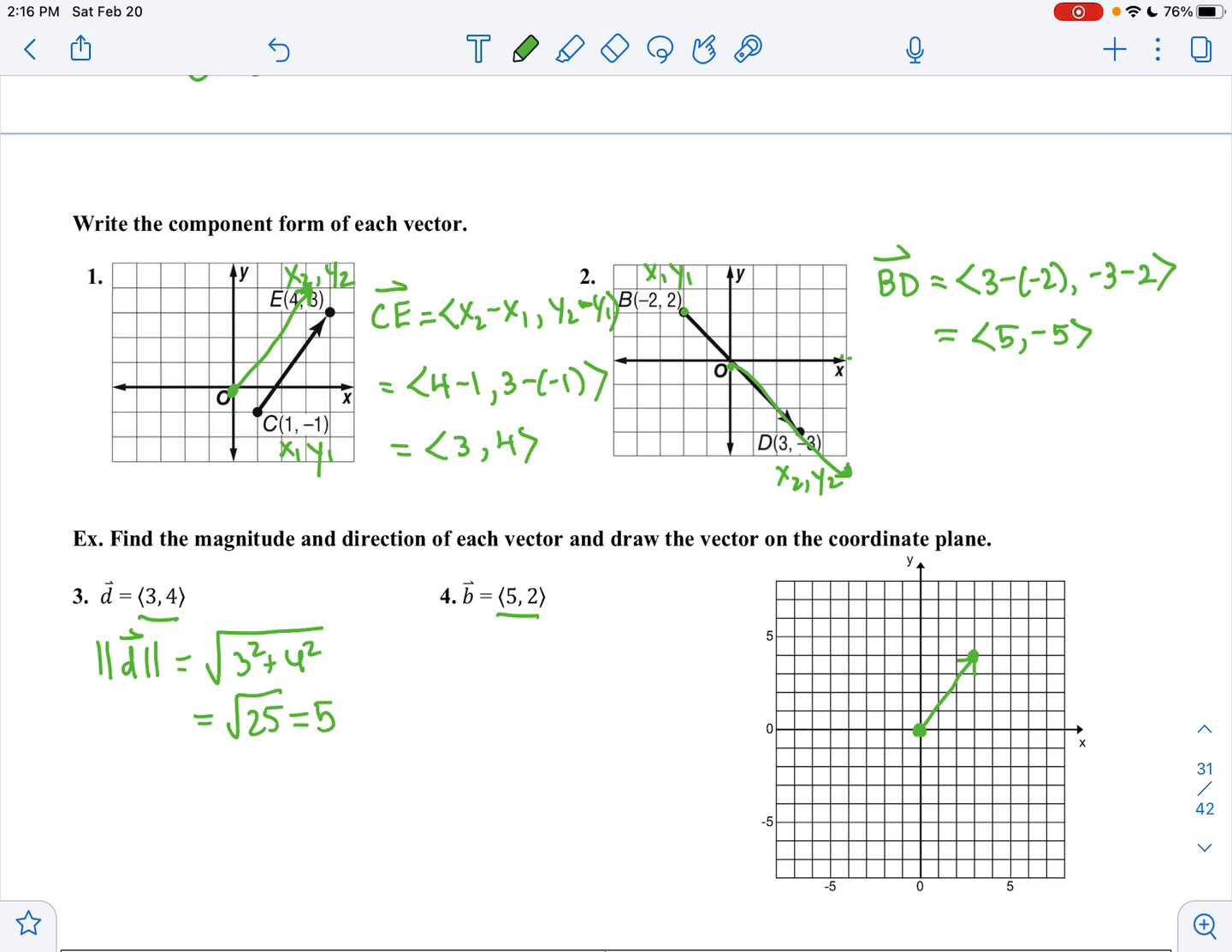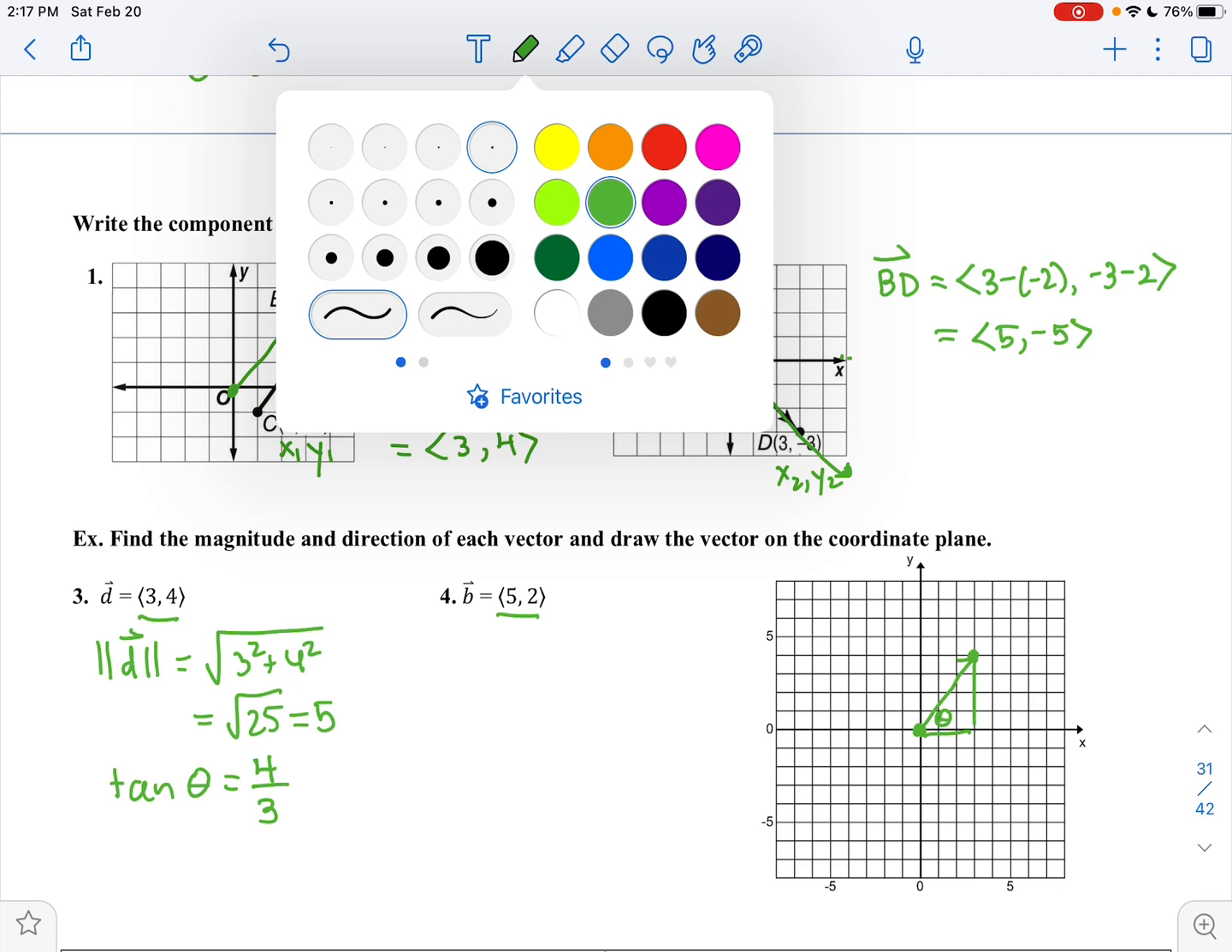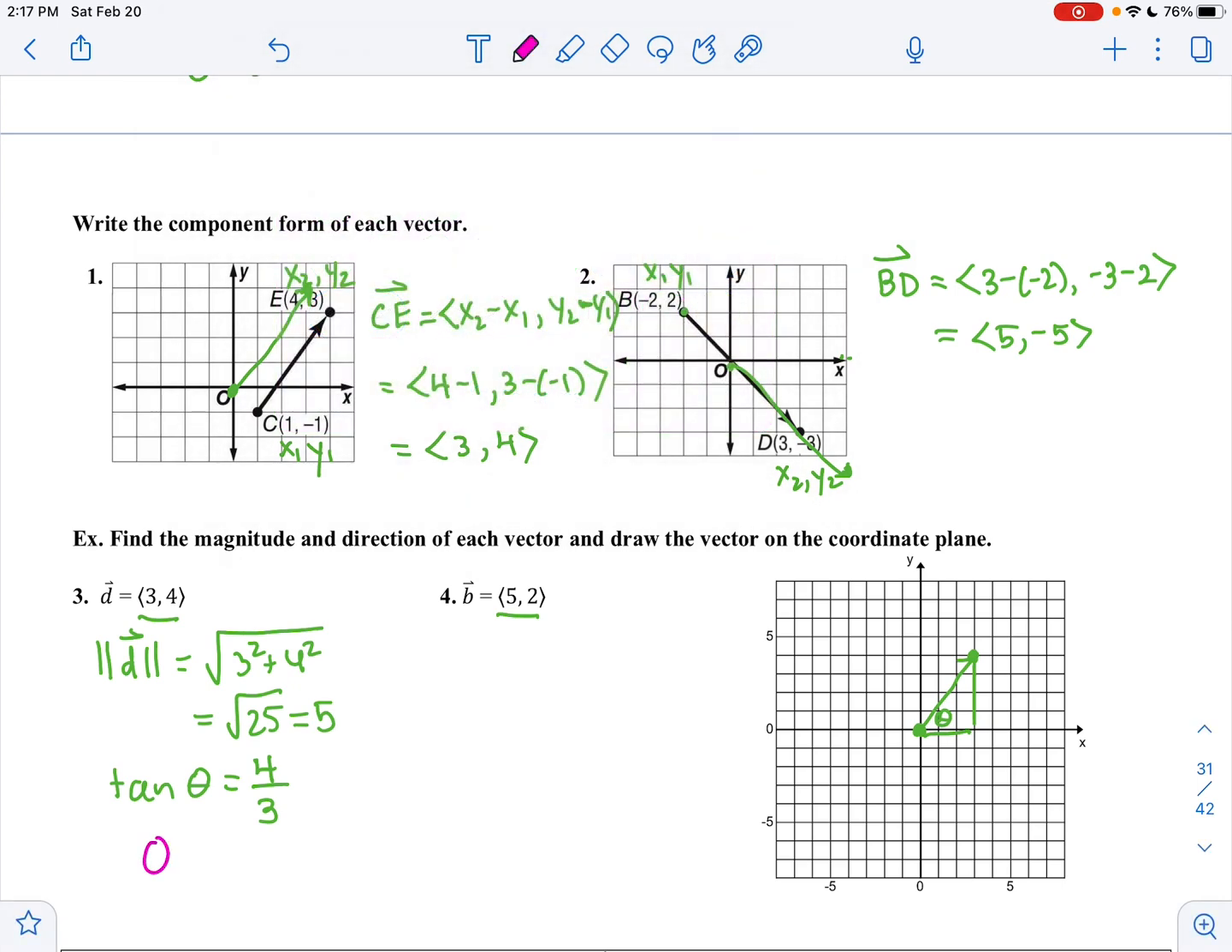For the direction, we would always use tangent. Tangent of the angle measure, which we can call x or theta. So let's say your angle measure is here. You would then say tangent of the angle measure is equal to opposite over adjacent, where your opposite leg is your y. So opposite is 4 and adjacent is 3. And then inverse tangent both sides. And theta should be equal to inverse tangent of 4/3.